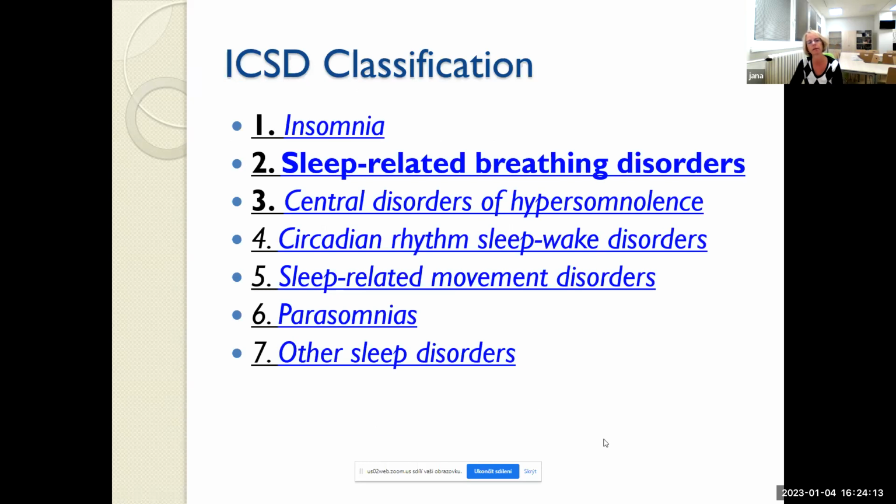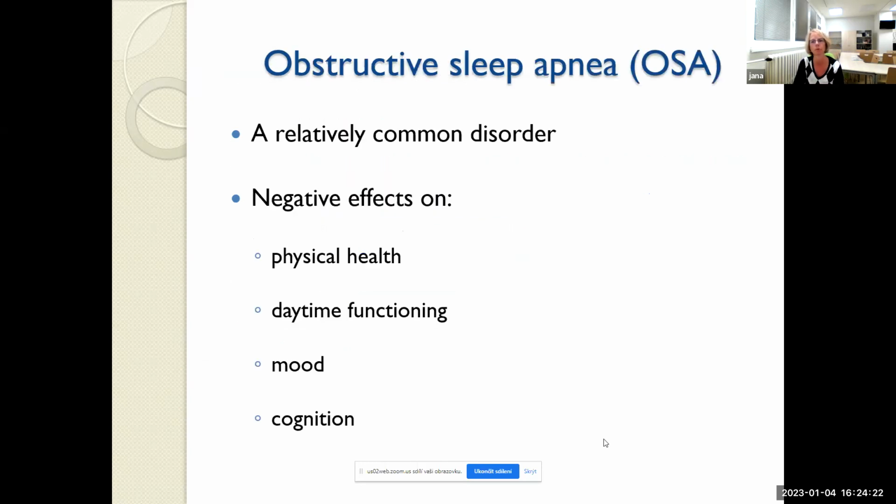The second main group of sleep disorders is sleep-related breathing disorders. This I would like to point out more precisely, because it really interferes with many patients, and you will see why. It is quite a common disorder, and it has negative effects on physical health, daytime functioning, mood, cognition, and others.